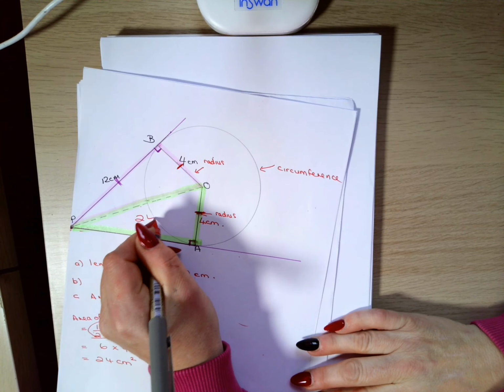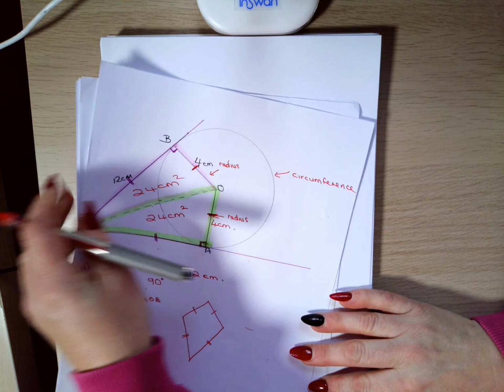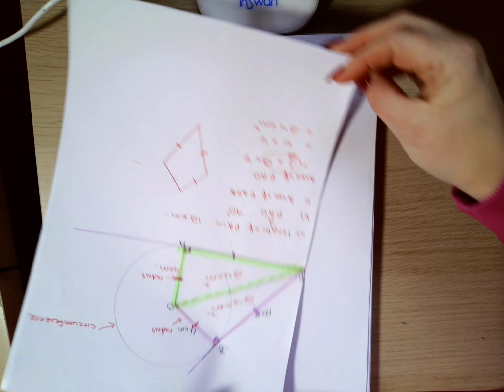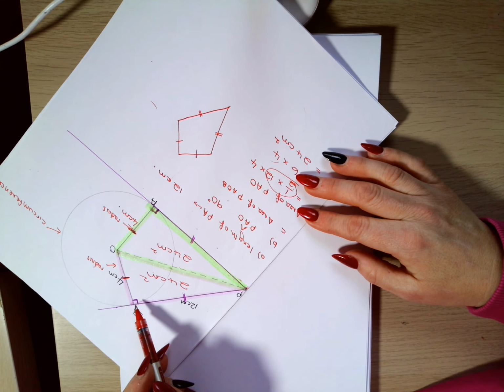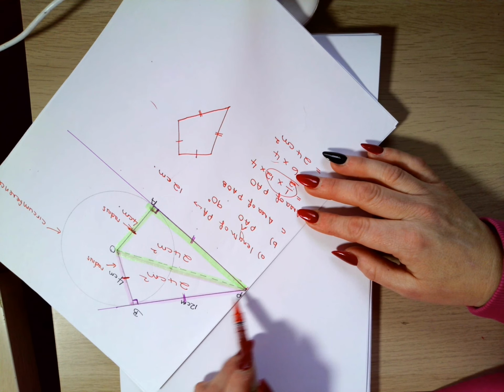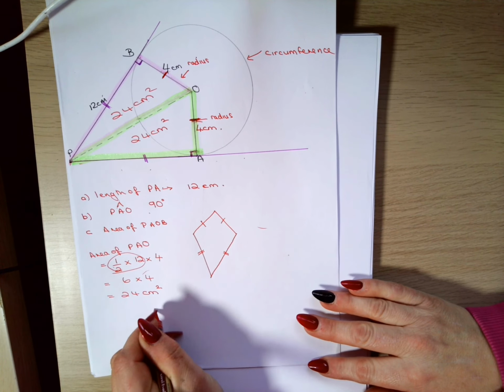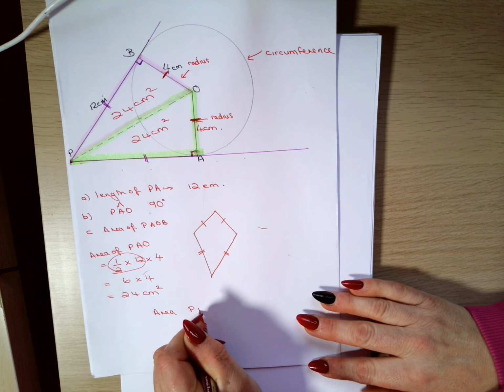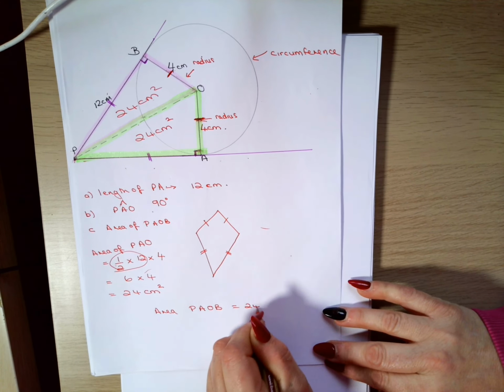And so therefore, this one is the same as well. And even if you hadn't spotted it, you can just say, let's work out the area of this one. So the height is 4 centimetres, the base is 12 centimetres, so a half times the base times the height is the same. So therefore, the area of PAOB, the quadrilateral P to A to O to B, is equal to 24 plus 24, which is equal to 48 centimetres squared.